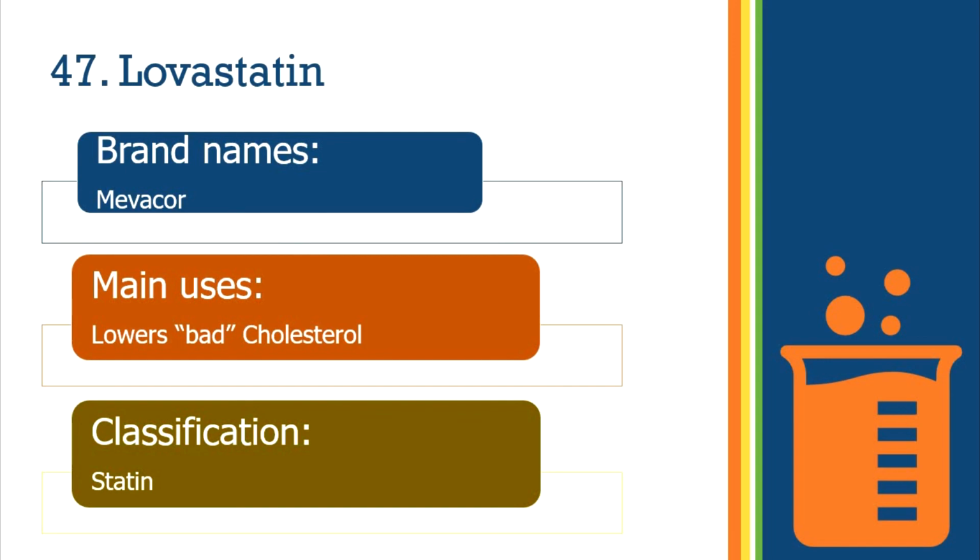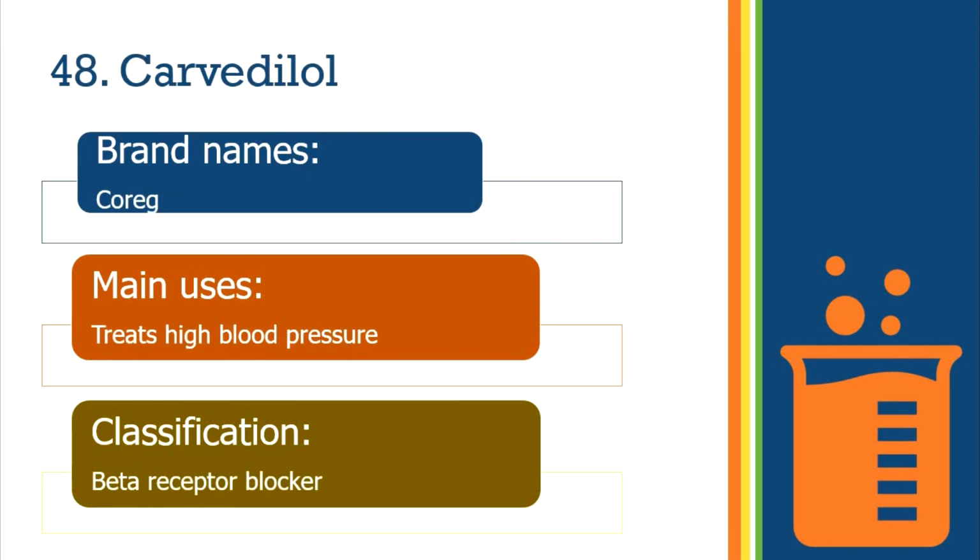Lovastatin, the brand name is Mevacor. It is used to treat and lower the bad cholesterol, and it is a statin medication. Carvedilol, the brand name is Coreg. It is used to treat high blood pressure, and it is classified as a beta receptor blocker.